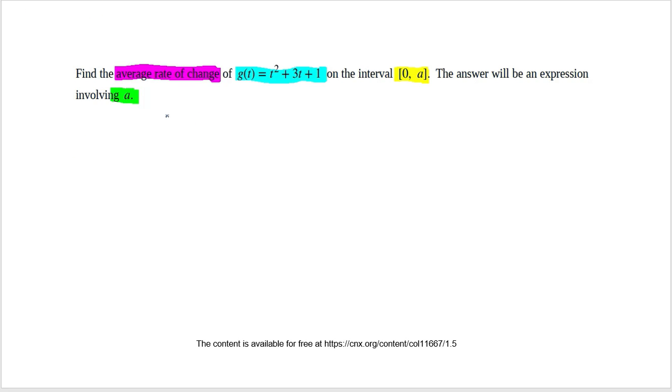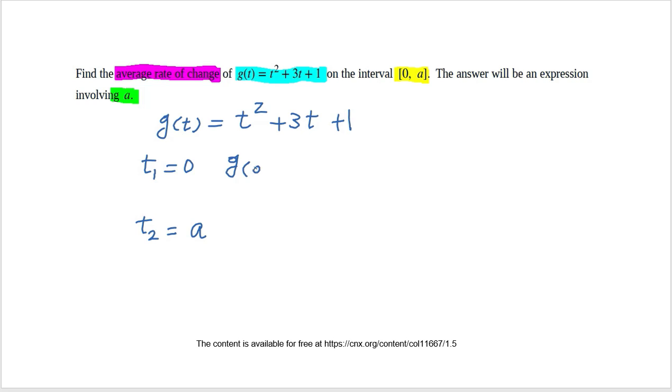So we say g of t is equal to t squared plus 3t plus 1. t1 is equal to 0, t2 is equal to a. So g of 0 is equal to 0 squared plus 3 times 0 plus 1, which is 1. And g of a is equal to a squared plus 3a plus 1.